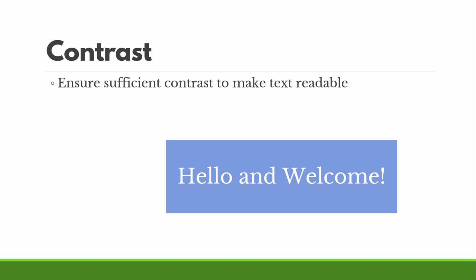It's really important that you have sufficient contrast to make text readable. If you're considering accessibility legal guidelines, the requirement is a 4.5 to 1 ratio at a minimum. I'll show you an example of that in just a minute.